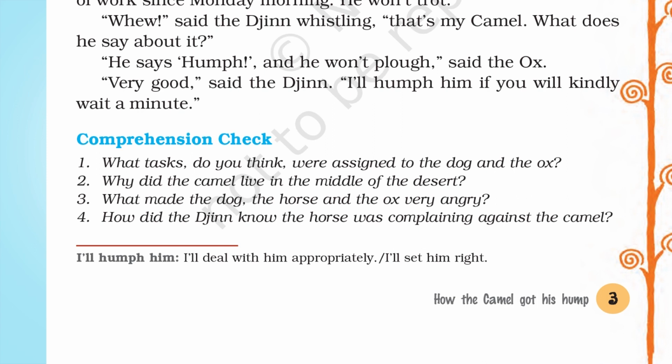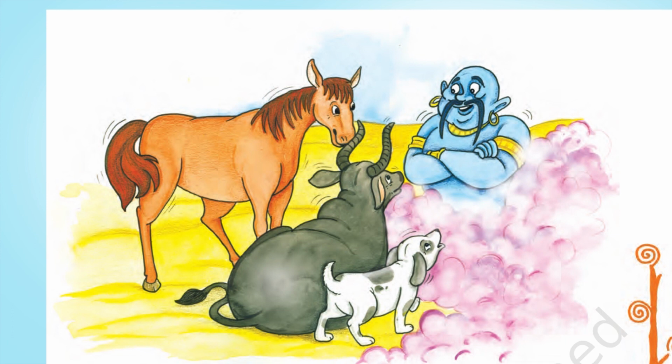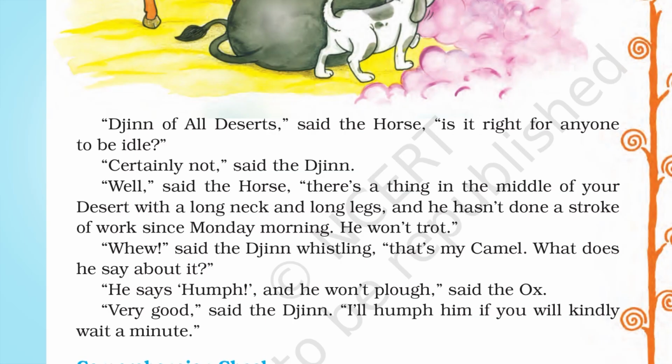And the answer for this: while the other animals were assigned the camel's work due to his laziness, the horse complained against the camel to the jinn who was in charge of all the deserts. He described the camel saying, the animal which lived in the middle of the desert with a long neck and long legs had not done a stroke of work since the beginning of the week. This was a clear hint to the jinn that the horse is referring to the camel.